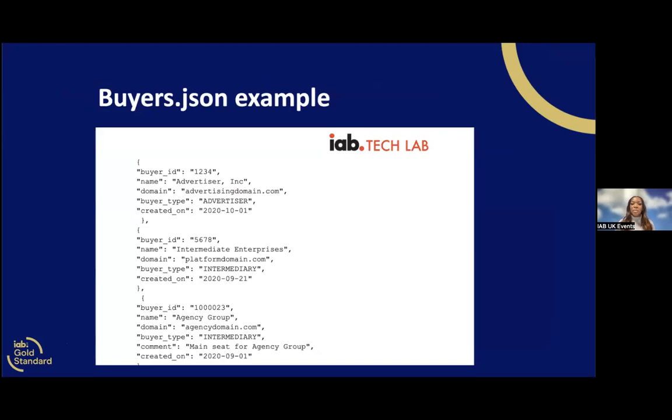So here we have an example of a buyers.json file. It will be made publicly available, much similar to that of an ads.txt or a sellers.json file for the sell side. Information inside the buyers.json file includes buyer ID, name, domain, and buyer type, as well as the created on date.